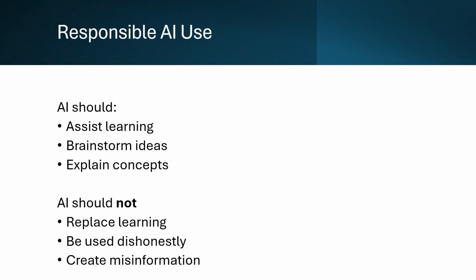So artificial intelligence is becoming a part of everyday life. AI is a great tool for brainstorming and learning concepts and explaining difficult topics. But AI should support learning and not replace it. Using AI to complete assignments dishonestly prevents you from developing the skills that you are here to learn.